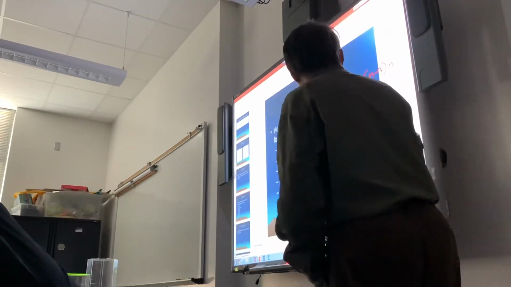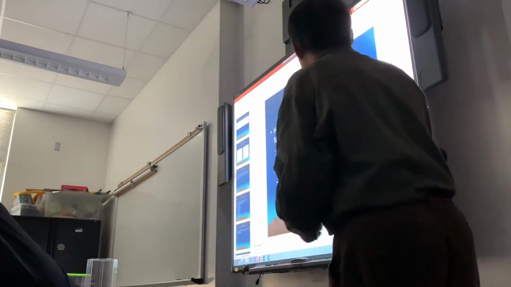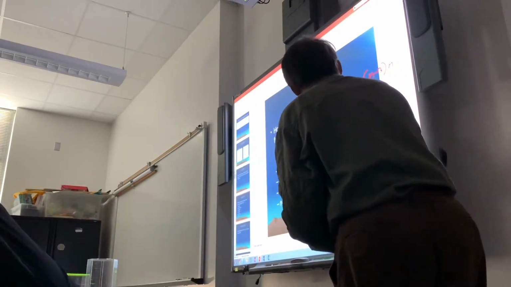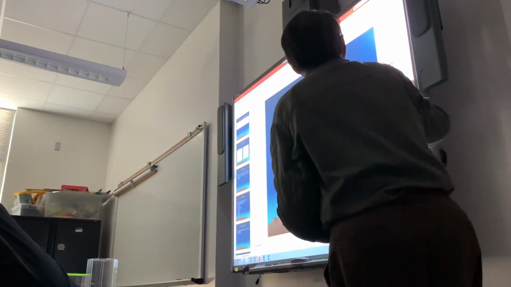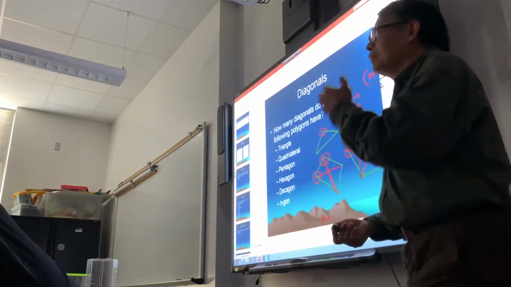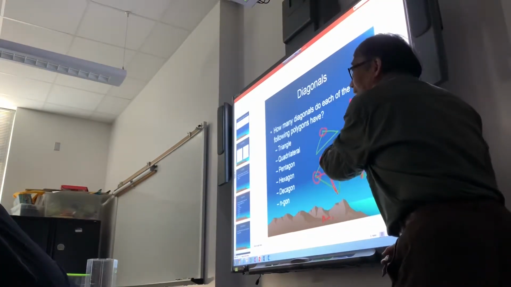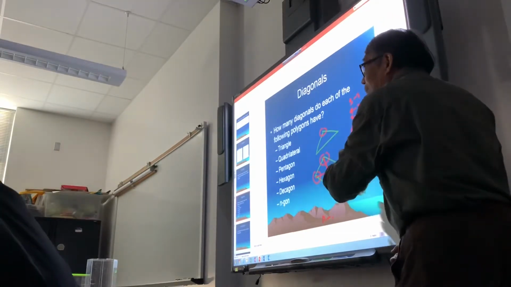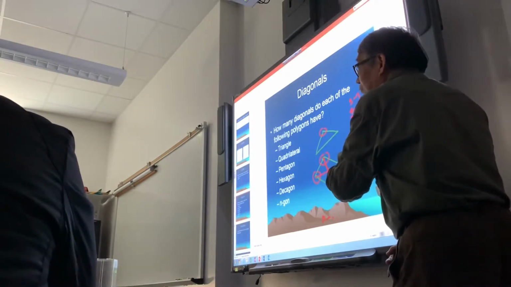We have n vertices times n. Be careful. Each diagonal, we count twice. This diagonal, we count for this vertex once, and count for the other vertex a second time. So you need to divide it by 2. N minus 3 is each vertex's diagonal number.